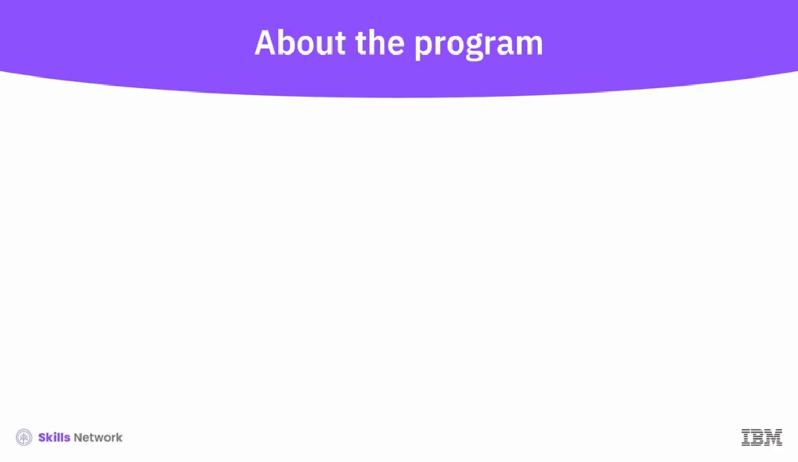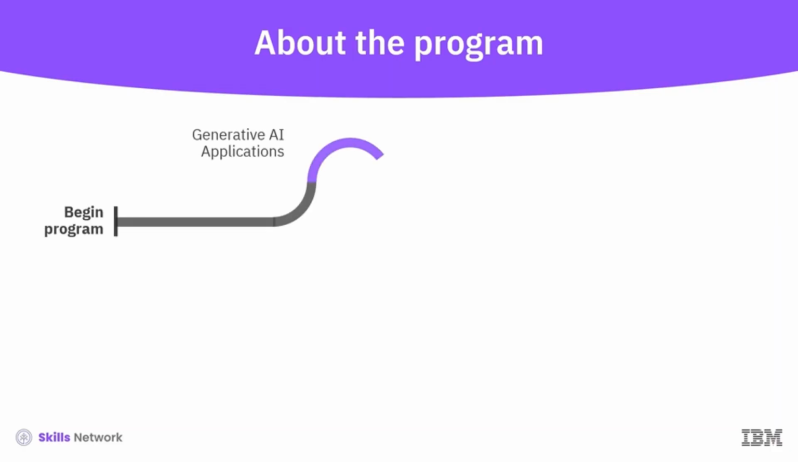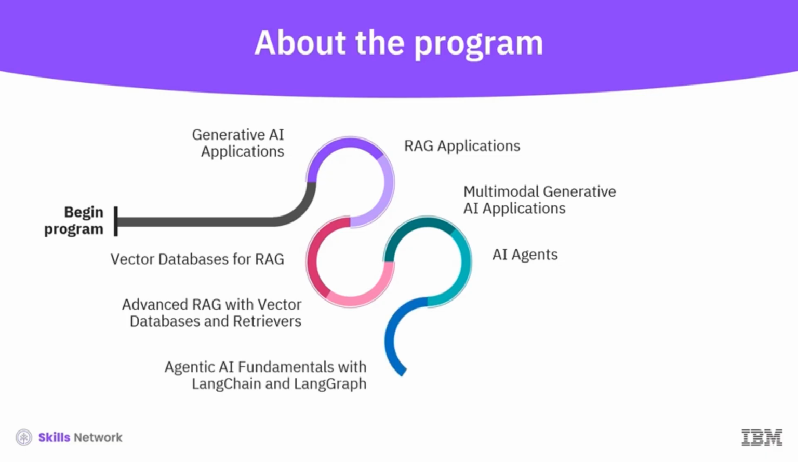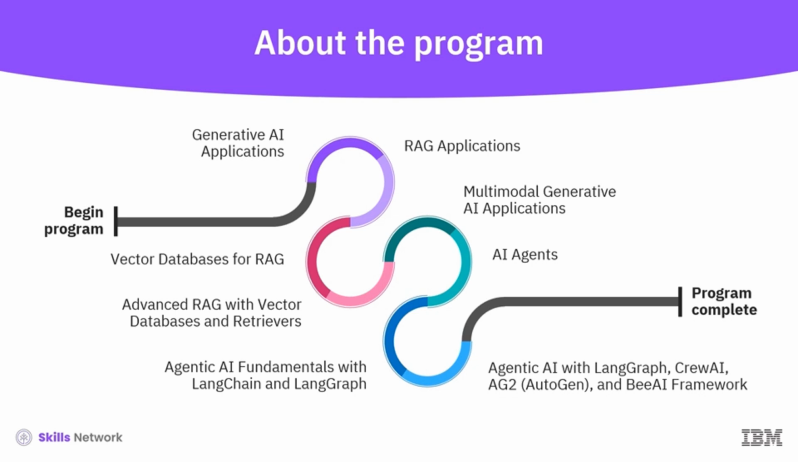This RAG and agentic AI program consists of several short courses that cover generative AI applications, RAG applications, vector databases for RAG, advanced RAG with vector databases and retrievers, multimodal generative AI applications, AI agents, agentic AI fundamentals with LangChain and LangGraph, and finally, agentic AI with LangGraph, CrewAI, AG2, formerly AutoGen, and BeeAI framework.